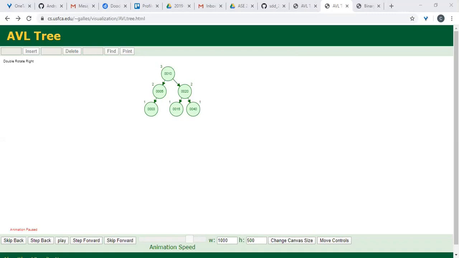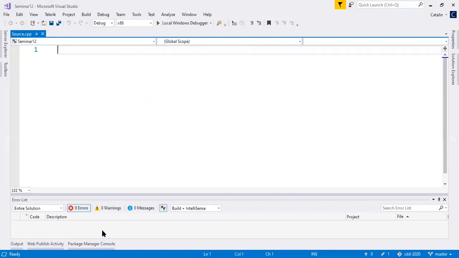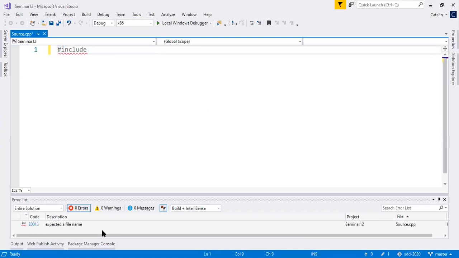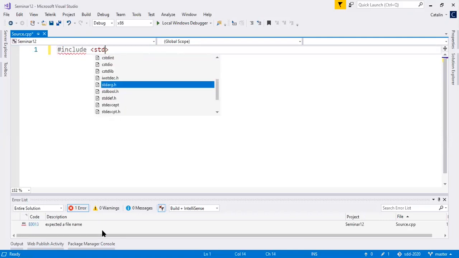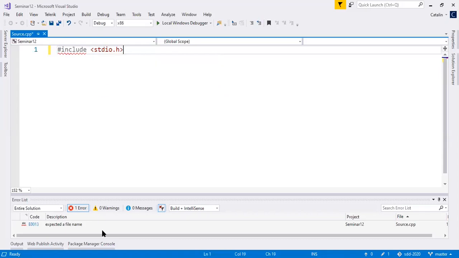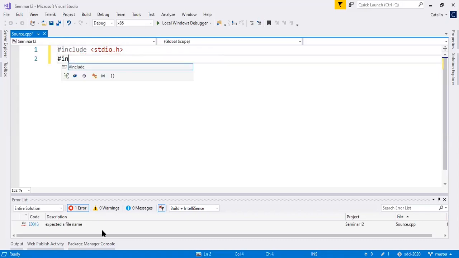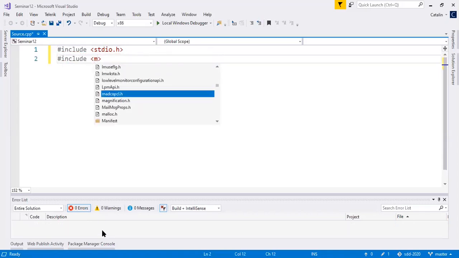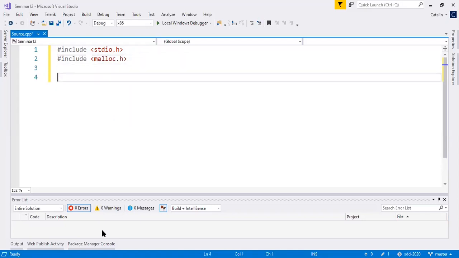So new share Visual Studio. Okay, so let's skip the init part. Okay, so include standard input output. Okay, include malloc, and I will go for a basic tree. So we play with structures. Let's not use that. I will write the information directly in the node.